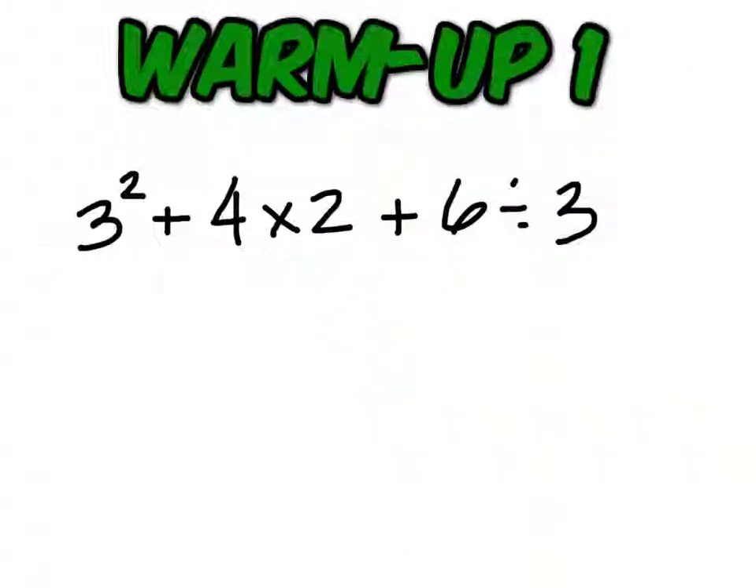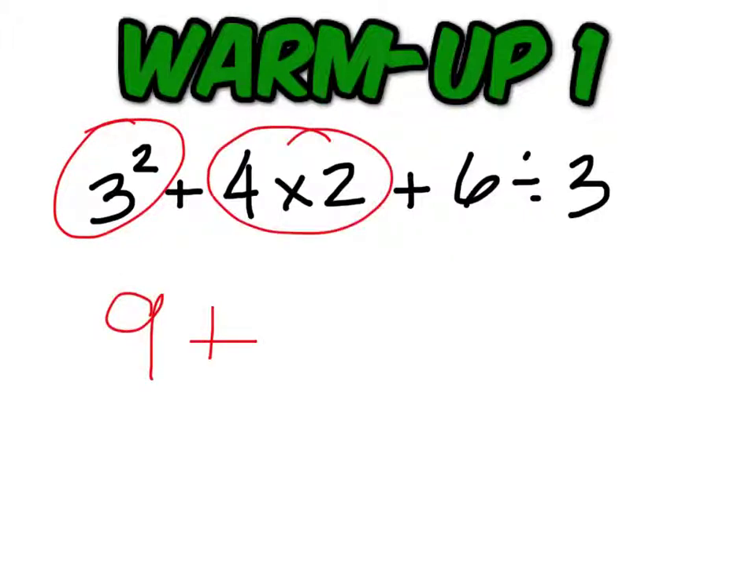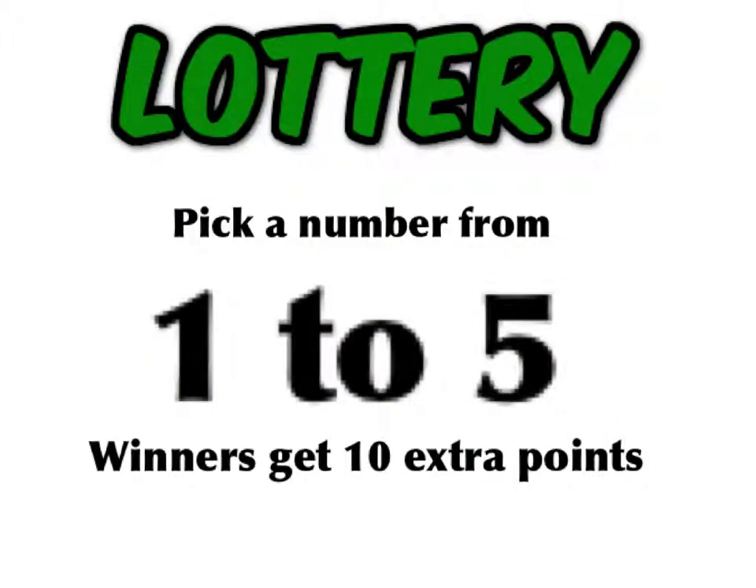You should have not a moving problem, but a 9 plus 4 times 2 is 8, and then plus 6 divided by 3 is 2. 17 plus 2 is 19. Pick a number from 1 to 5. The winning number today is 3.